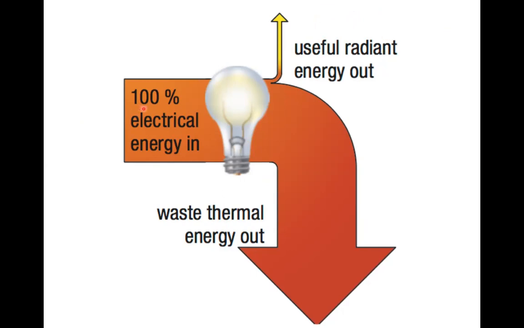So because we used a nice number, 100 joules, we can look at out of 100% of the energy in, 5% was useful and 95% was waste. That's a really low efficiency. So that's one of the reasons why we've replaced incandescent light bulbs with more energy efficient options like LEDs or CFLs.